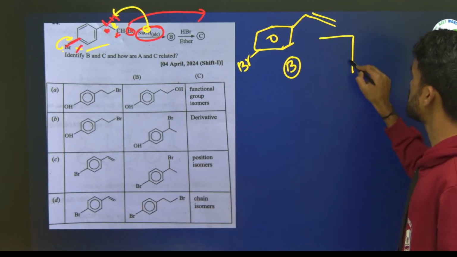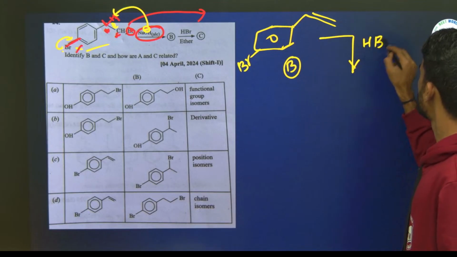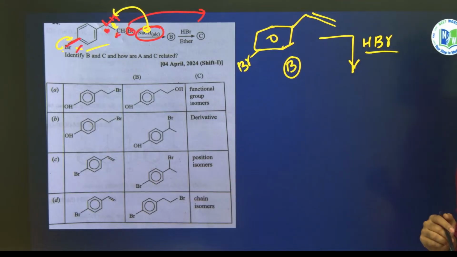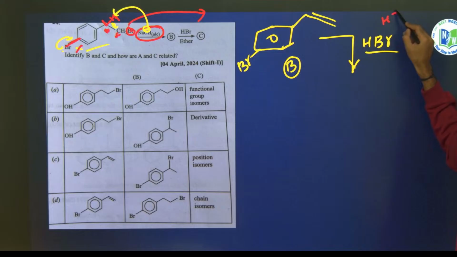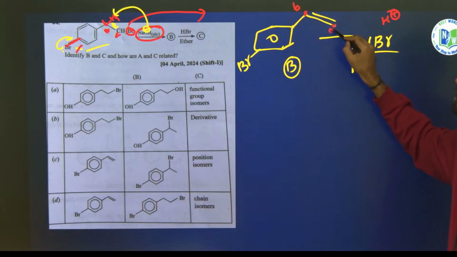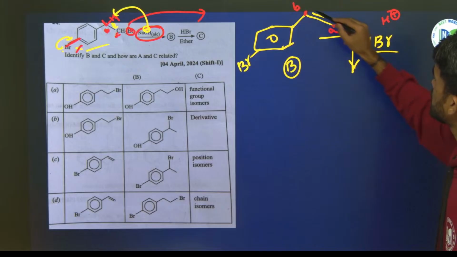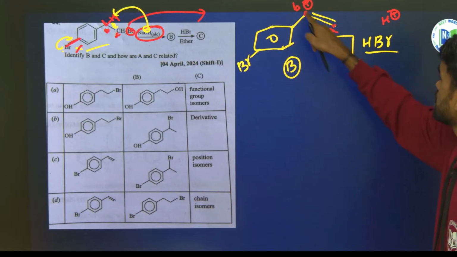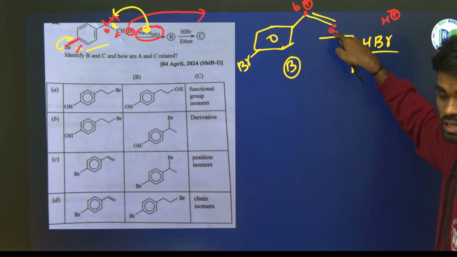So B is treated with what? HBr. I told you how to add HBr in the first two or three reactions. First add H plus to the double bond. Where to add? This side or this side? Where should I add H? If I add H here, we will get a carbocation here, which is secondary. If I add H here, we will get a carbocation here, that is primary.